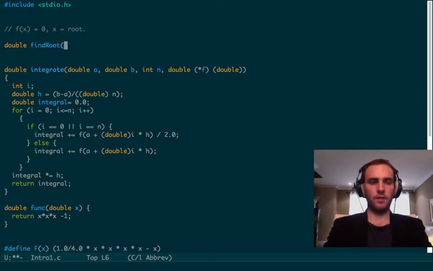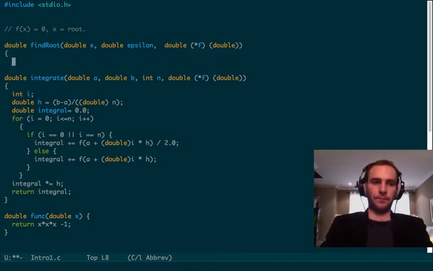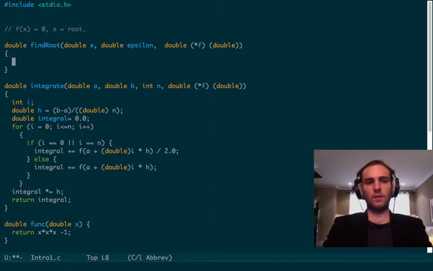Find root is a pretty descriptive name. So double x. So just to be clear, epsilon will be the error.